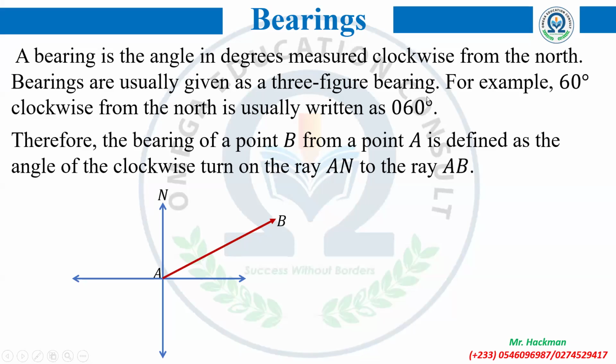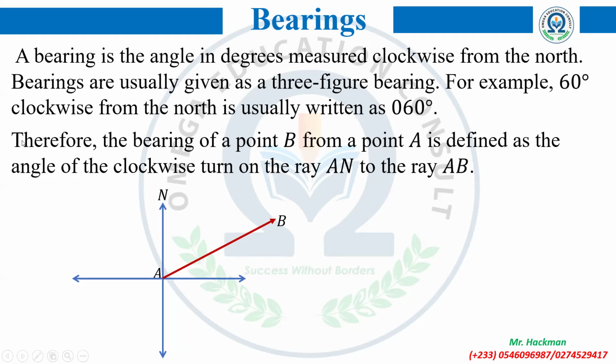A 3-digit bearing is a type of bearing. We'll come to that. But because usually we deal with a 3-digit bearing, that's the more reason why I use that one in my introduction. For example, if the angle is 60 degrees clockwise from the north, when you are writing it as a bearing, it becomes 060 degrees.